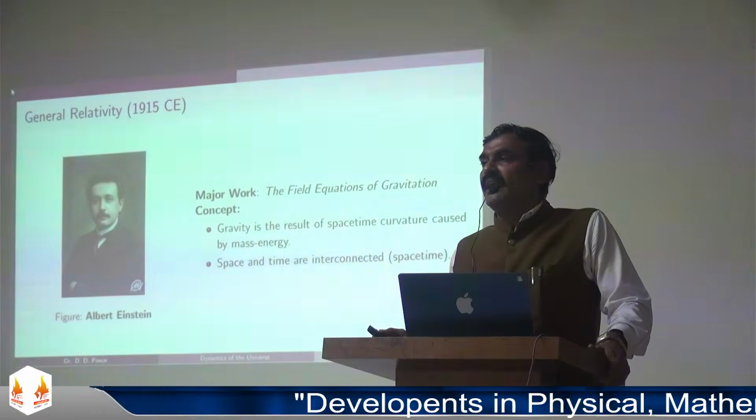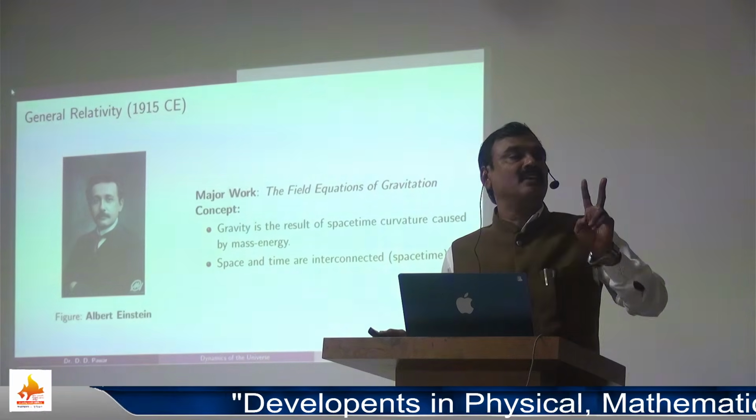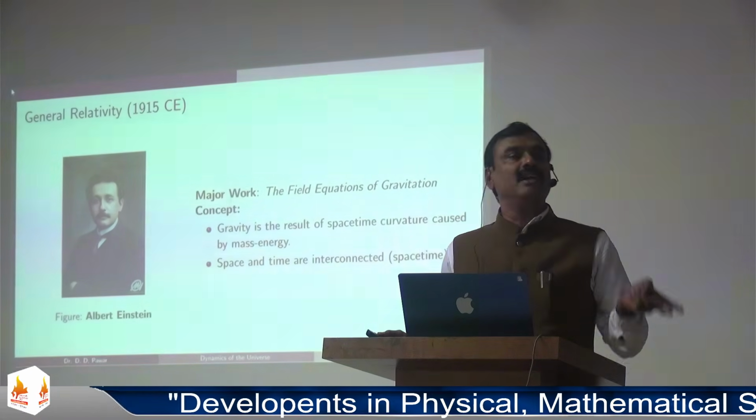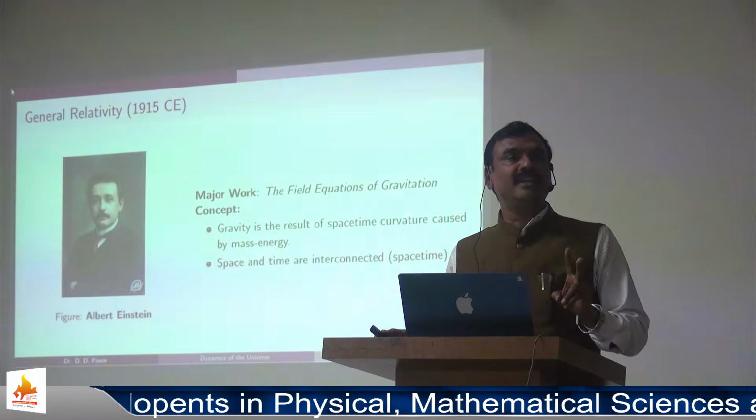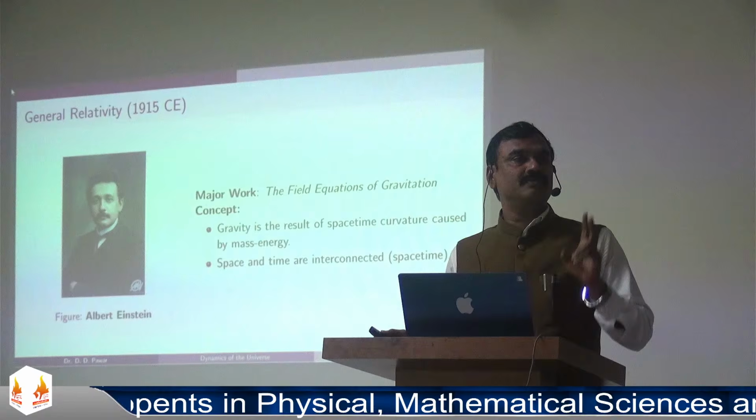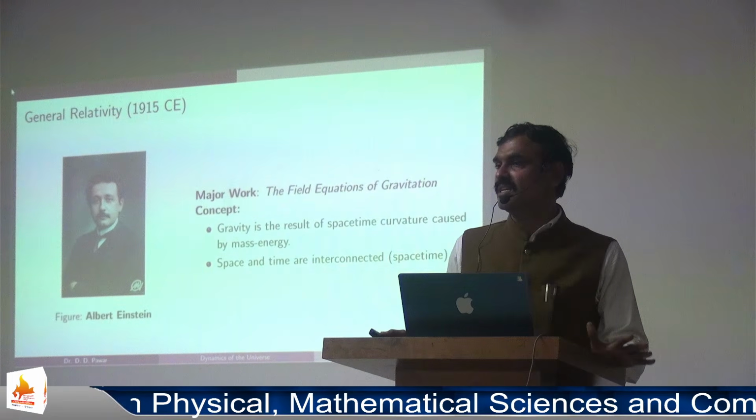Just now I talked about the work of Einstein. Einstein developed two theories: special relativity as well as general relativity. What are the main contributions of both theories? First, E equals mc squared, given by special relativity.